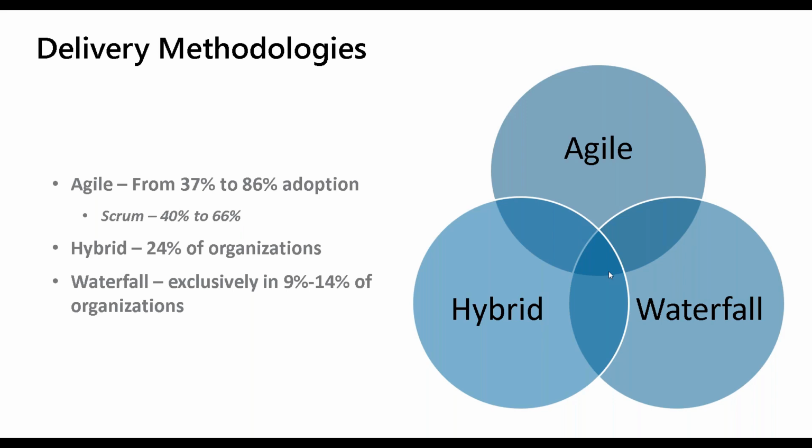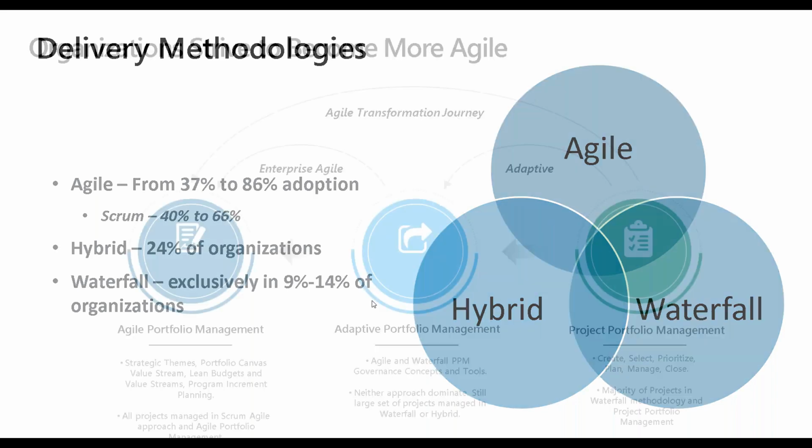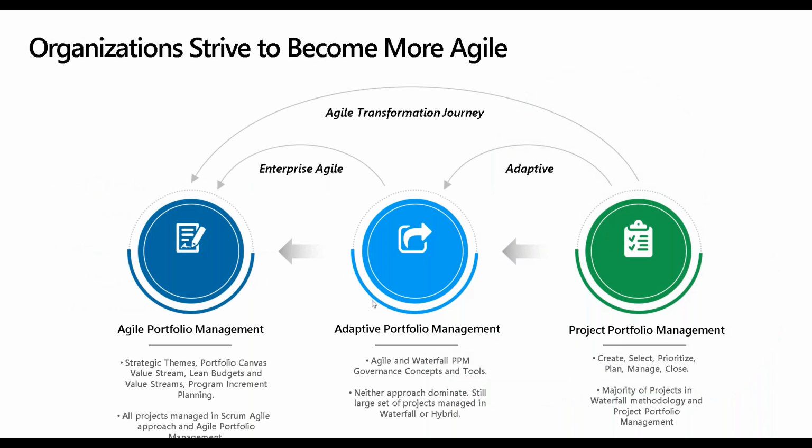Hybrid, 24% of organizations are using it in their methods, and then waterfall is exclusive in 9 to 14% of organizations, and you can imagine that this is largely in construction. Anything that has to do with construction, physical goods, some government, highly regulated industries, are still using waterfall as a primary method. So again, another supporting data point of going into your agile transformation.